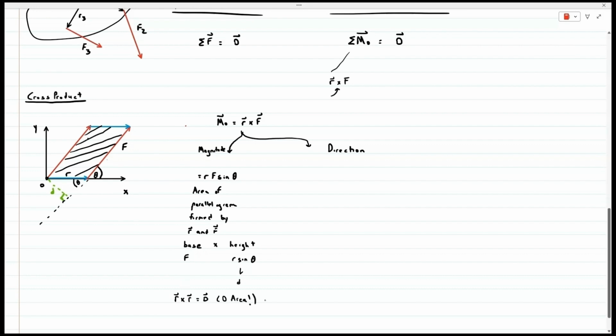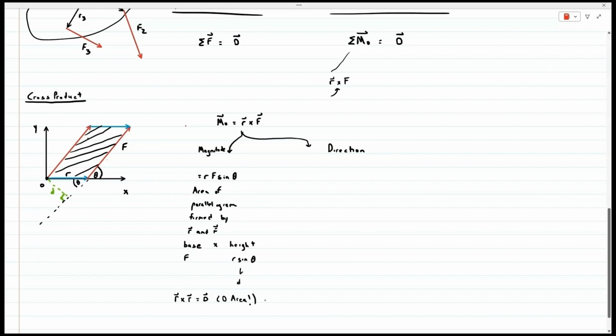We can also note that it makes sense for the cross product of two of the same vectors to be 0, because if you cross two vectors which are exactly the same, the area of the parallelogram produced would be equal to 0. Let's go ahead and move on to the direction aspect of the moment vector.